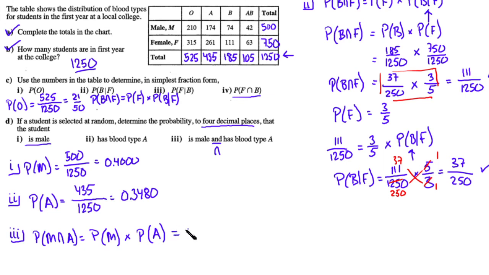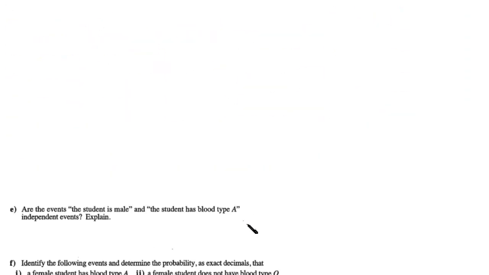So this is going to be 0.4000 times 0.3480. And that's going to be 0.1392. All right? Okay, so that's sort of the first half of this question. Let's move on to the rest of the question.